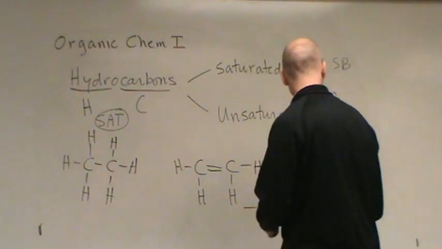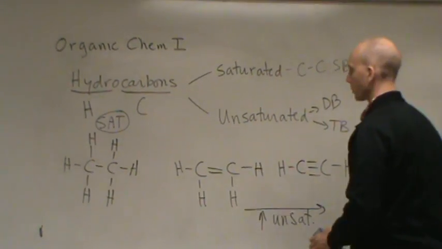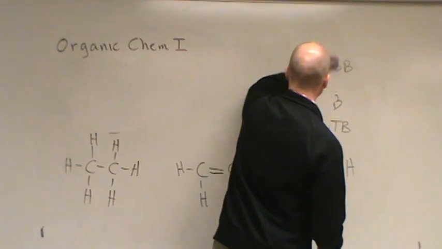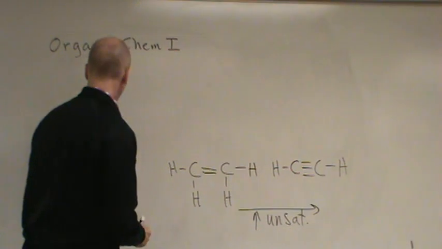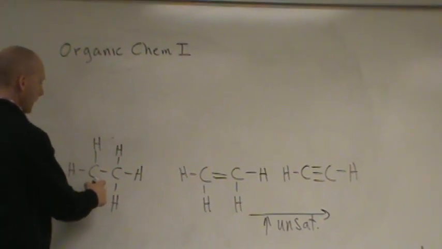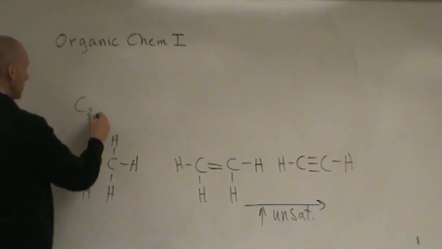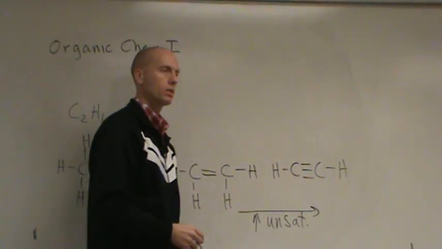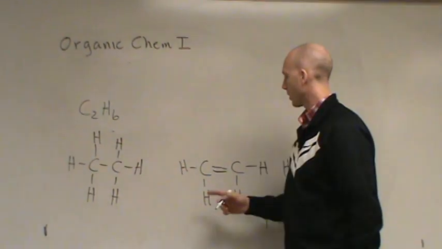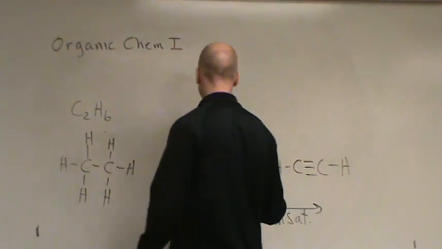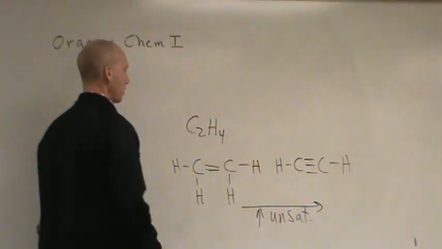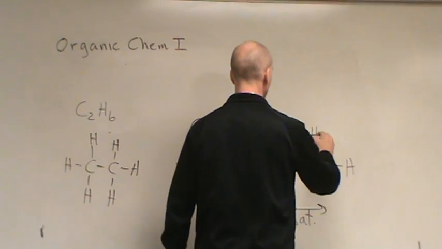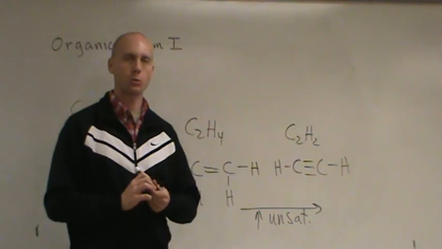So let's develop this a little bit more. Let's suppose I wanted to write the molecular formula for this. That would be what? 2 carbons, so C2. Then I got 6 hydrogens, don't I? C2H6. What would be the molecular formula for this one? C2H4, right? Then lastly, take away 2 more hydrogens. So we get C2H2. Okay.